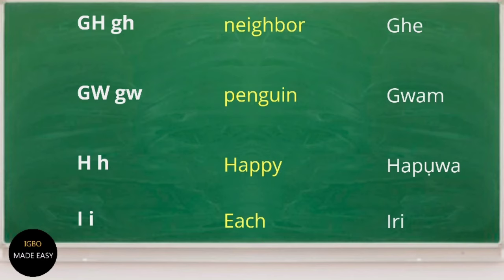The letter I in Igbo is called e, and is synonymous with the sound of each in English. The example I have here is iri. Iri is ten. Now this one is very easy. For all the vowels, the name of the vowel is exactly the way it will sound in a word. You don't minus anything. The way it's called e, we have iri. So that is it for this slide.